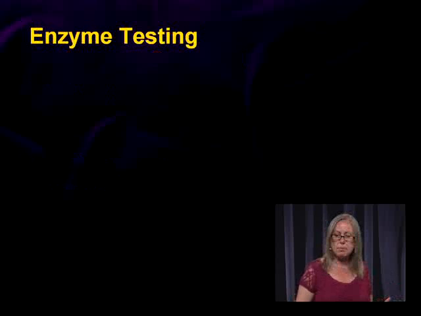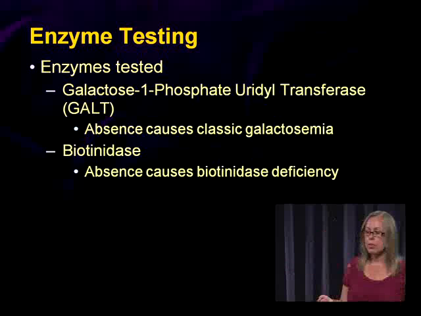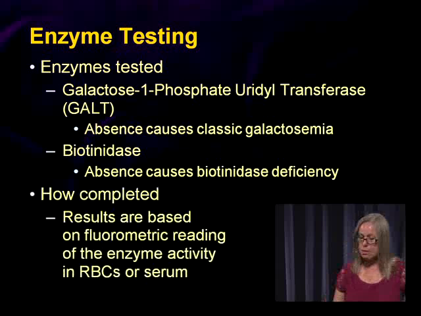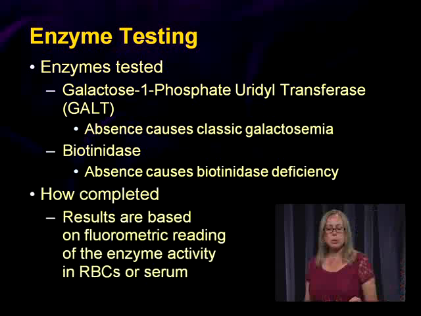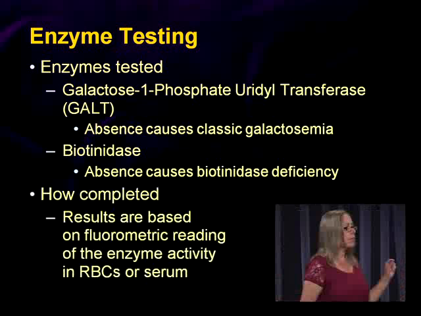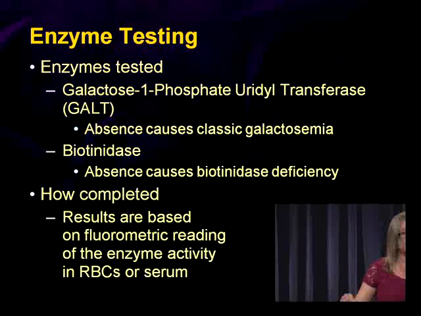All right, so the enzymes that are tested are the GALT enzyme, galactose 1-phosphate uridyl transferase. Absence causes classic galactosemia. Biotinidase enzyme, the absence causes biotinidase deficiency. The results are based on fluorometric reading of the enzyme activity in red blood cells or serum. So if you have had a blood transfusion, it will affect what you get your reading on this particular test.